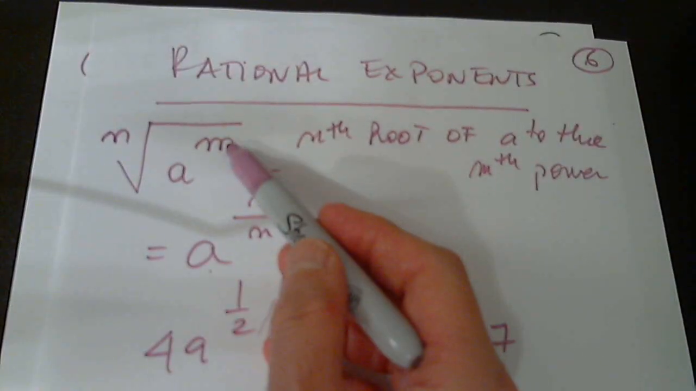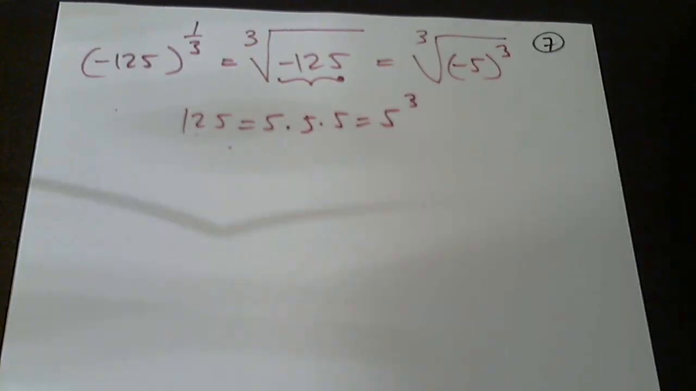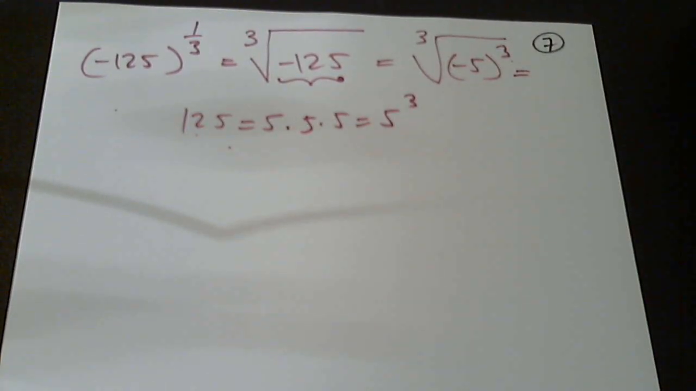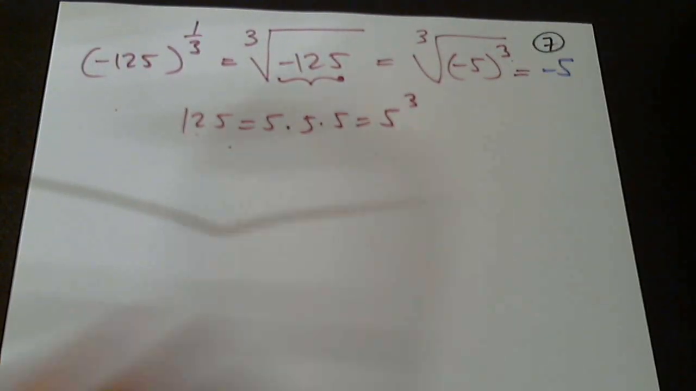So we have negative 5 to the 3rd power. And remember what this is. The power over the index. When you divide the power over the index, what do you get? When you divide 3 by 3, you get 1. Yes. So then the answer is simply negative 5.